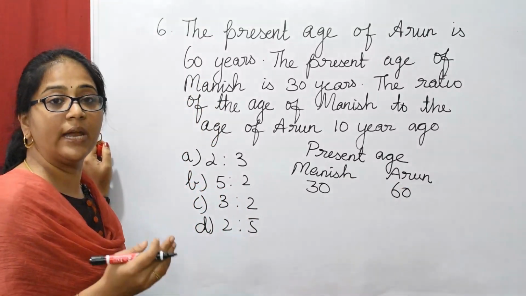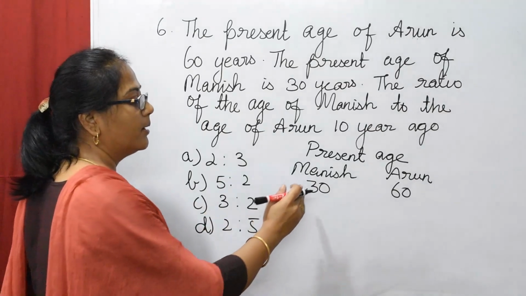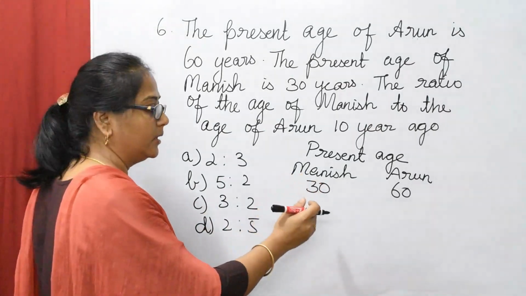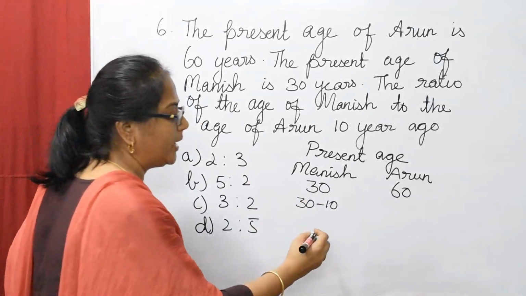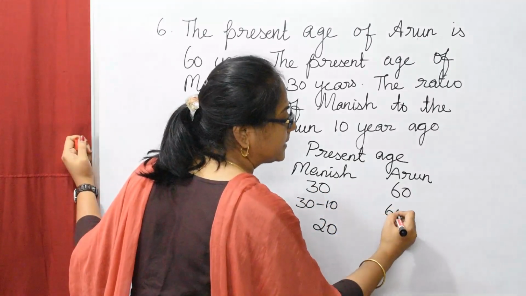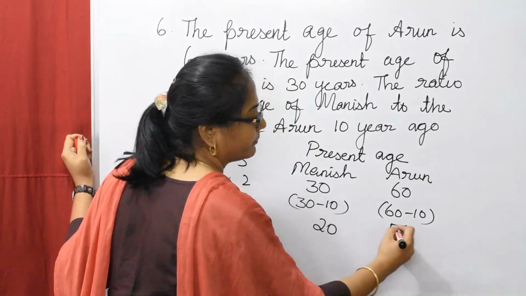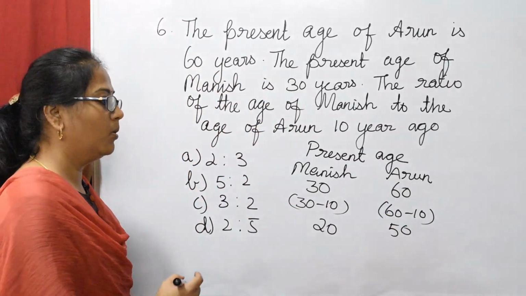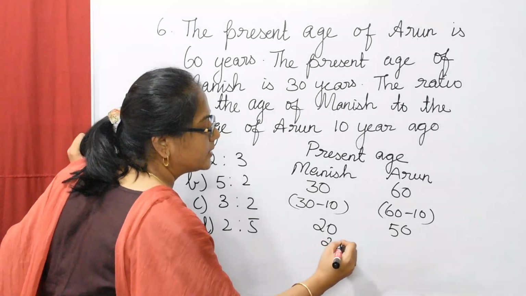Understood? Now 10 years ago. 10 years ago means before 10 years. Manish's age will be 30 minus 10, which will be 20 years. The same way for Arun, 60 minus 10, it will be 50. So now we have to simplify using 10 tables. So 2 is to 5.